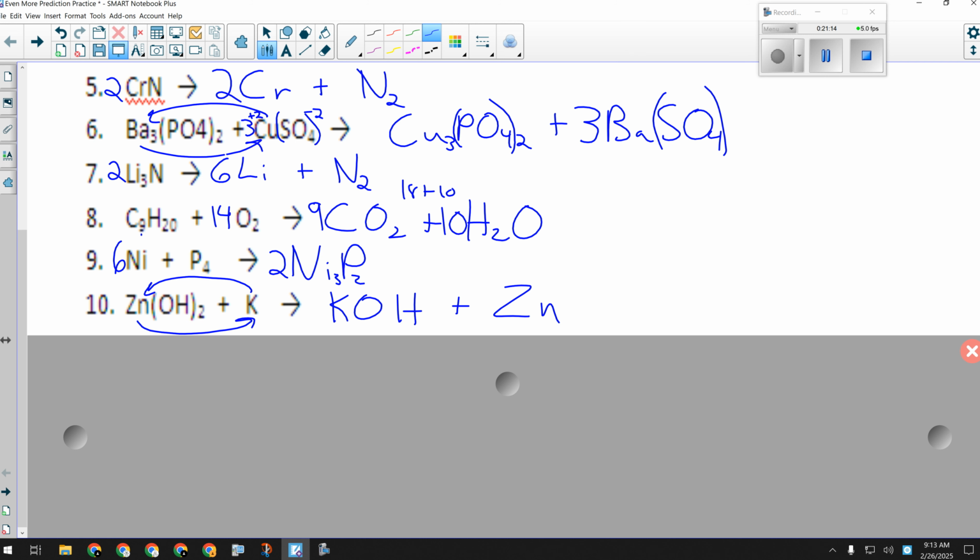Balance. The biggest number is 2, and it's on the hydroxide. So there are 2 hydroxides here. What needs to go here? 2. That gives me 2 potassiums, so what needs to go here? 2. And we're done. All right.